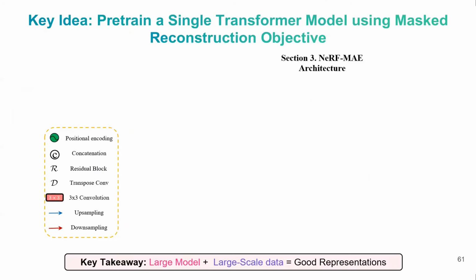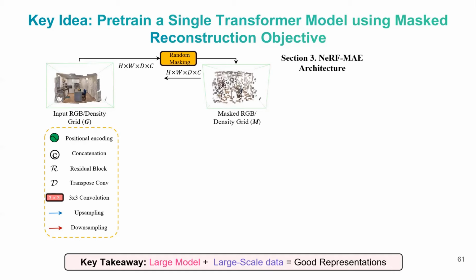So we train a single transformer module on all the scenes in an unlabeled manner. And note that all 2D operations in this architecture would be replaced by 3D counterparts. We first start again with a 4D radiance and density grid, and we randomly mask out 75% of the grid while also adding positional encodings as an input to the neural network.